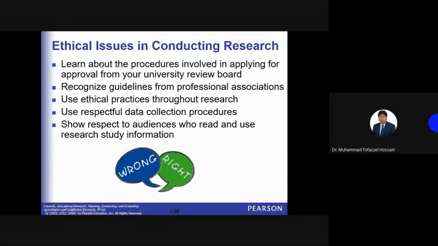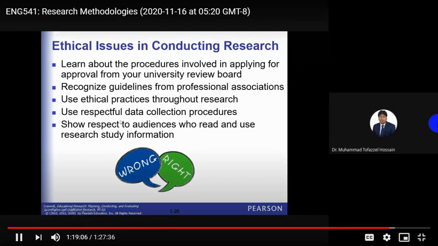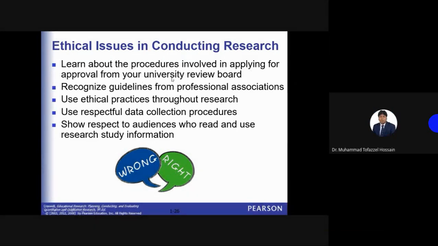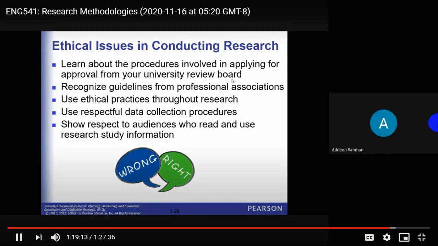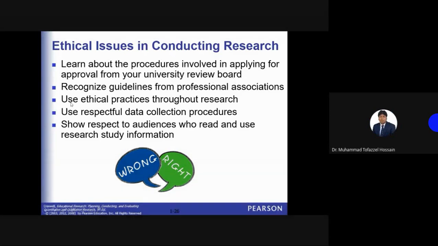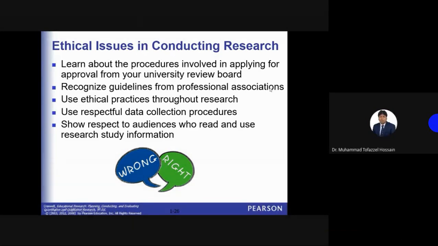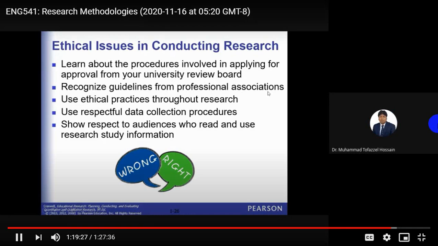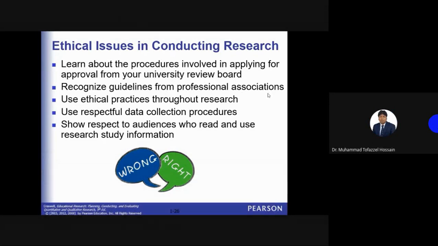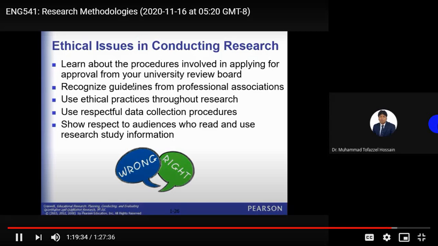Ethical issues means right or wrong. Always you have to think right or wrong. Learn about the procedures involved in applying for approval from your university review board. So what kind of approval is necessary, regarding permission, approval for collecting data? Then recognize guidelines from professional associations. For different kinds of research, you have to involve yourself in different activities, so you have to know what the guidelines are for you, that you should not violate.